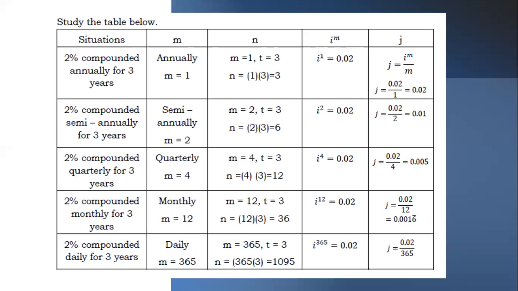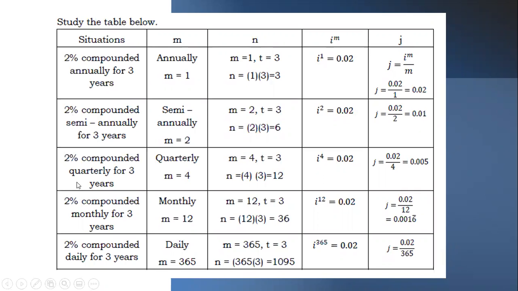Okay? Maliwanag po yun. And the rate of conversion is 0.02 pa rin because of the 2%. But the rate of conversion, since it's semi-annually, will be computed by 0.02 divided by 2. So ito yung I sub M natin, and then the M natin is 2 kasi nga semi-annually. So yung gagamitin yung J is 0.01.